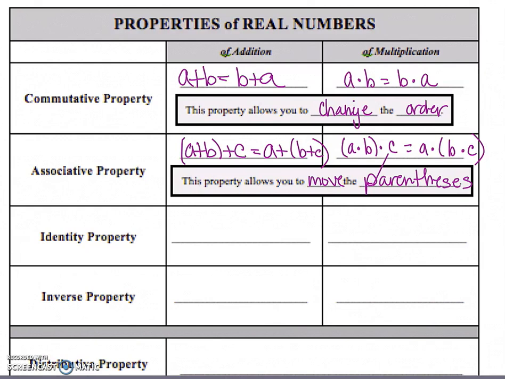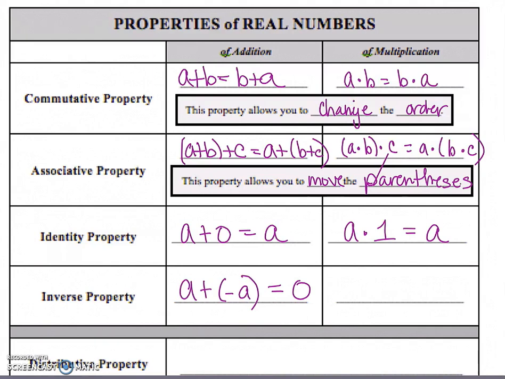The identity property of addition says you can take a number, you can add 0 to it, and you still get that same number. The identity property of multiplication says you can take a number, you can multiply it by 1, and you still get that number. Our inverse property says if you take a number and you add to it its additive inverse or its opposite, you will get a sum of 0. The inverse property of multiplication says if you take a number and you multiply it by its reciprocal, you will always get 1. And then finally, our distributive property, that one we all know and love.